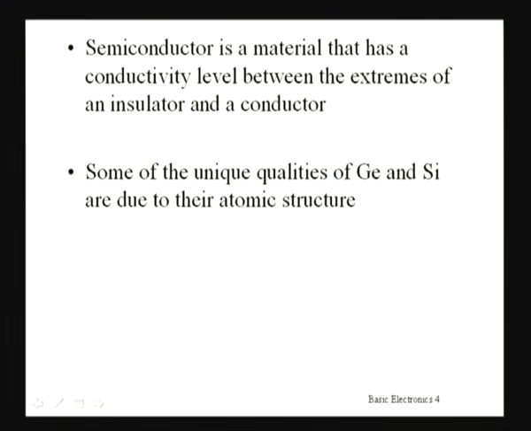So a semiconductor is a material that has a conductivity level between the extremes of the insulator and the conductor that we have seen. And why is this so? That is because semiconductors like germanium and silicon have some unique qualities which are due to their position in the periodic table and their atomic structure. These are group 4 elements.